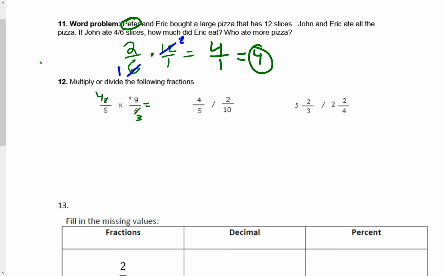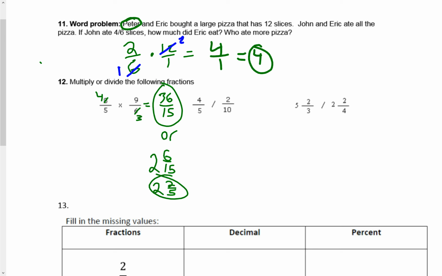So we get 4 times 9 is 36. 5 times 3 is 15. And we'll leave that answer as an improper fraction. You can also write it as 2 and 6/15, which actually reduces to 2 and 2/5.